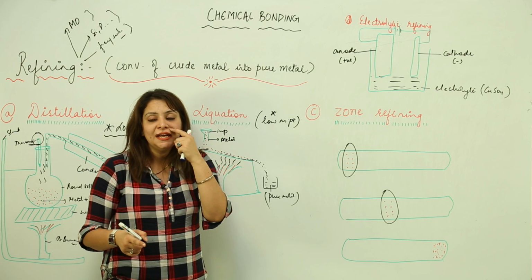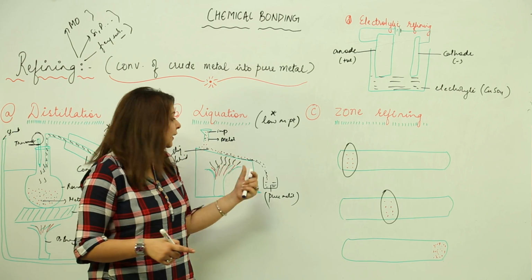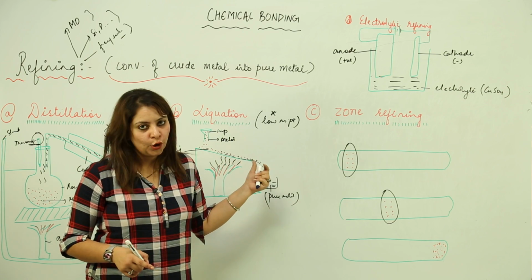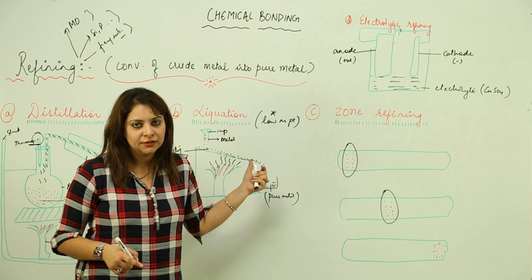But you have to keep in mind that the condition required when you are doing it is that the metal should possess a low melting point. This is a specific condition which is to be seen.